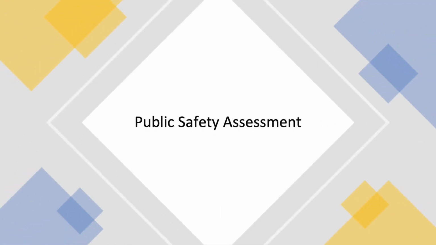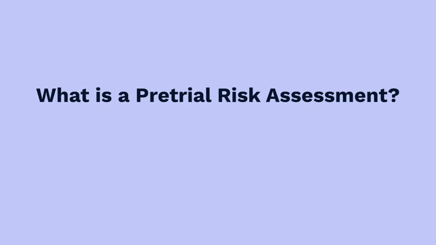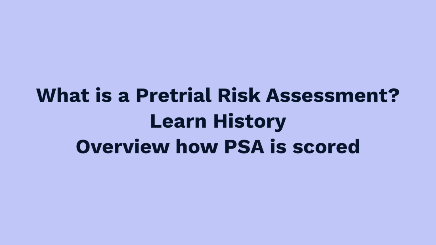The learning objectives for this course are to: 1. Understand what a pretrial risk assessment is, 2. Learn the history of the Public Safety Assessment, and 3. Gain an overview of how the PSA is scored.